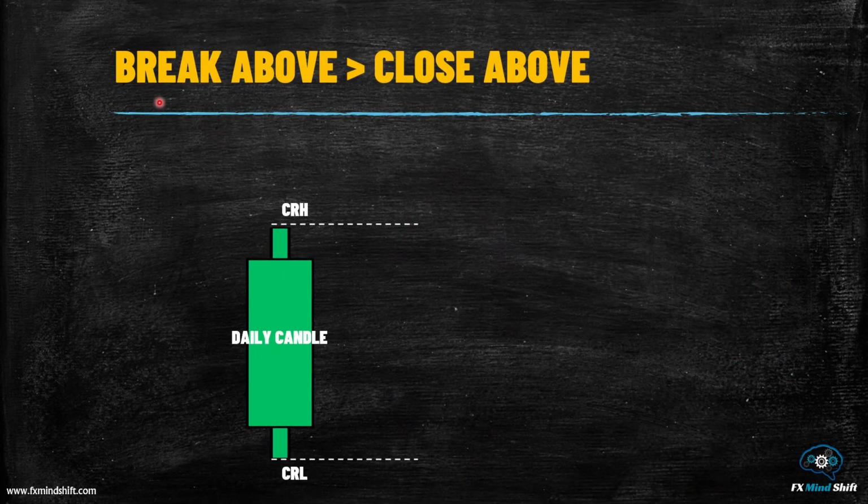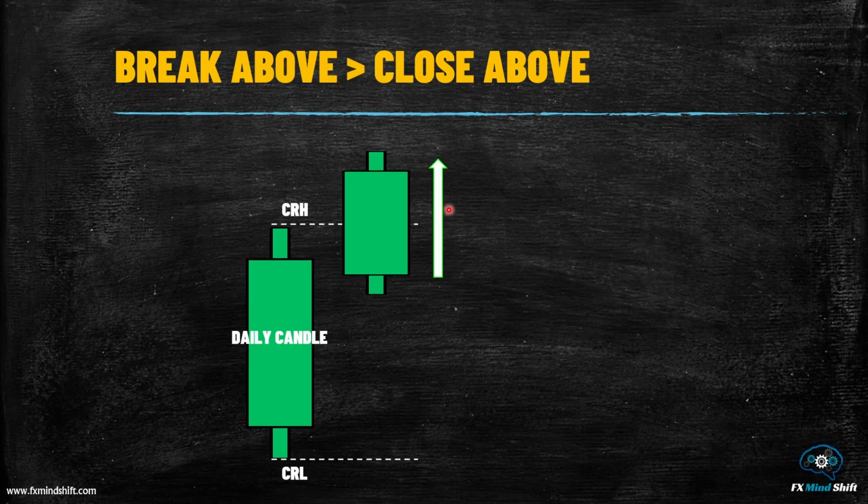Let's take a look at when we break above and we close above the candle range high. Here we have our daily candle. This is our candle range high. Now the next daily candle goes ahead and we close above that previous daily candle high. That gives us a bullish bias. And what that means is we can target the next daily high, the new daily high that's created from this next daily candle. That gives us a target to reach for and a setup that we can look for to target that new daily high because we have a bullish bias. That's when we break above and we close above.